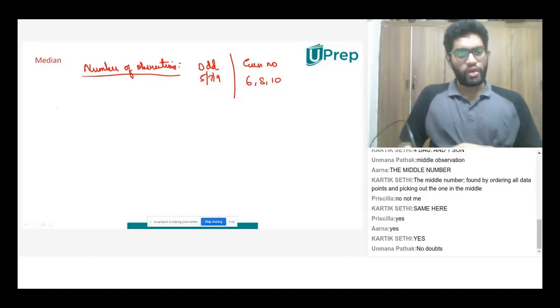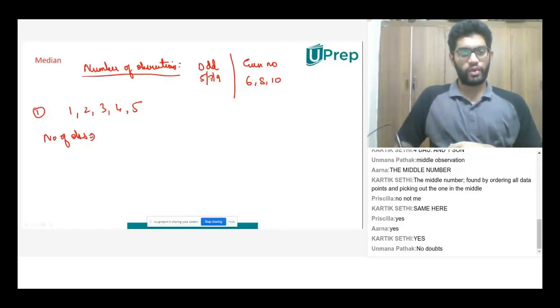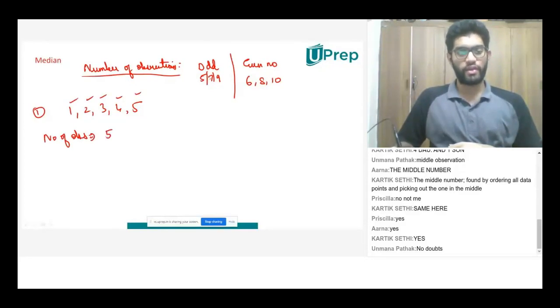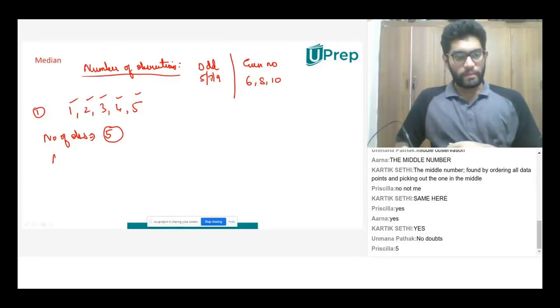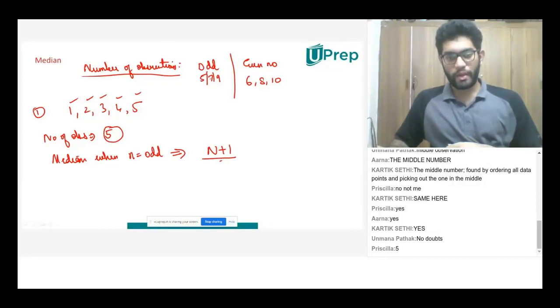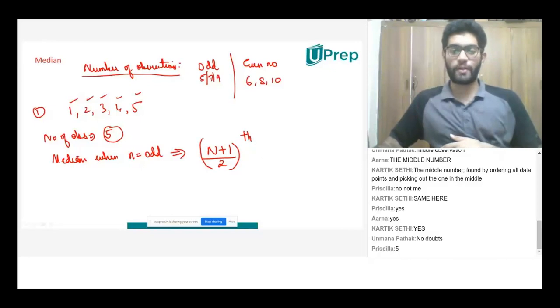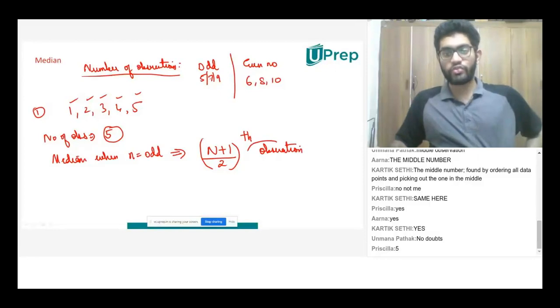All right. Now, if I take a set 1, 2, 3, 4, 5. What are the number of observations in this? 1, 2, 3, 4, 5. We have 5 numbers, right? The median when the number of observations is odd is nothing else but the (n plus 1) by 2th observation. Remember guys, this is very important.